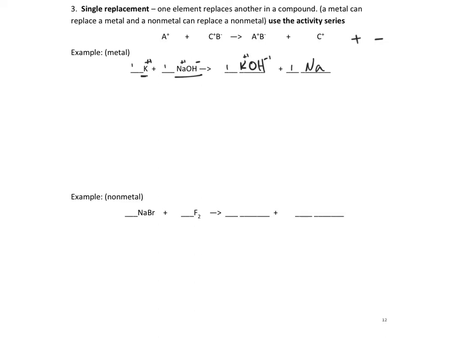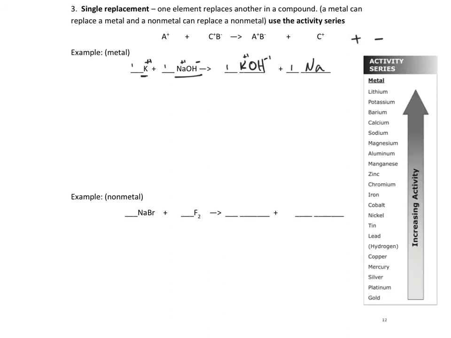This will only happen if potassium is more attractive than sodium is. If sodium is more attractive, then hydroxide is just going to stay with it and ignore all of potassium's advances. So we have this lovely thing called the activity series.